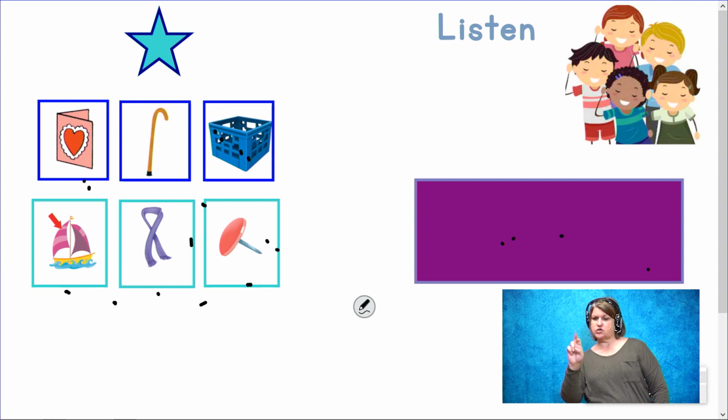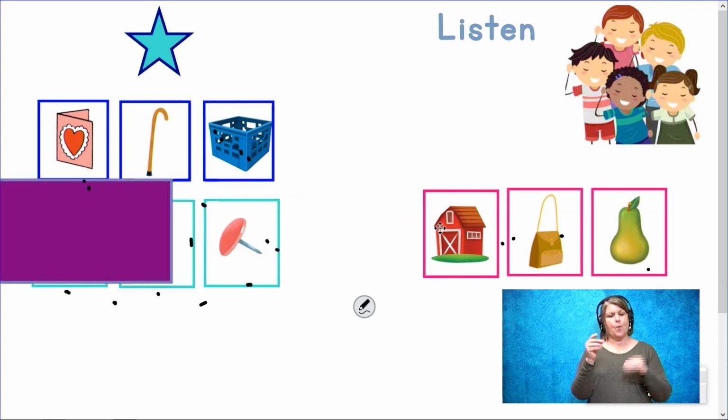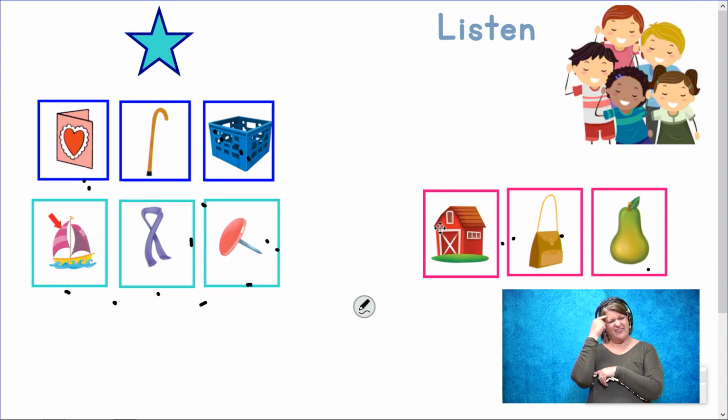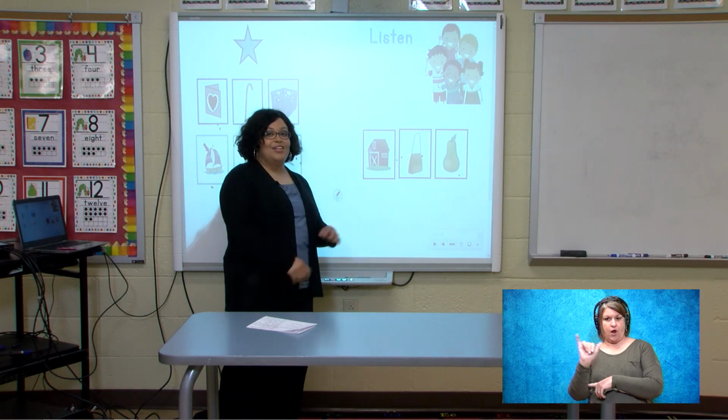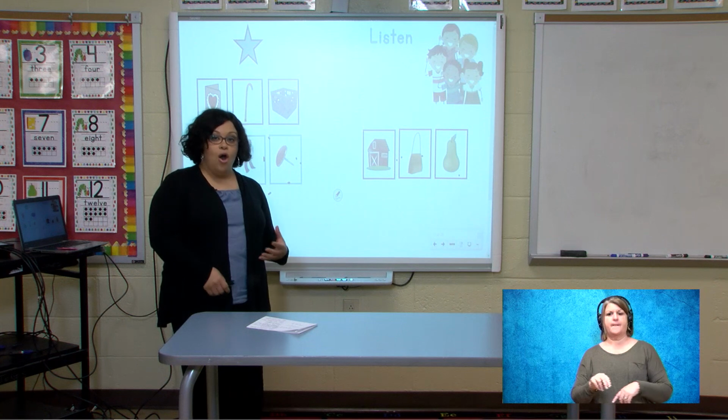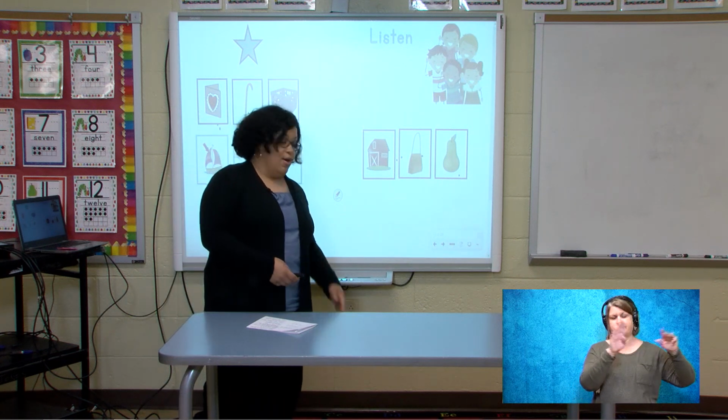One more. Now, this one is a tricky one. You're going to have to think. We're listening for R like in the word star. Here we have barn, purse, and pear. Which one says R like in star? Did you say barn? Good job. Barn says R like in the word star.